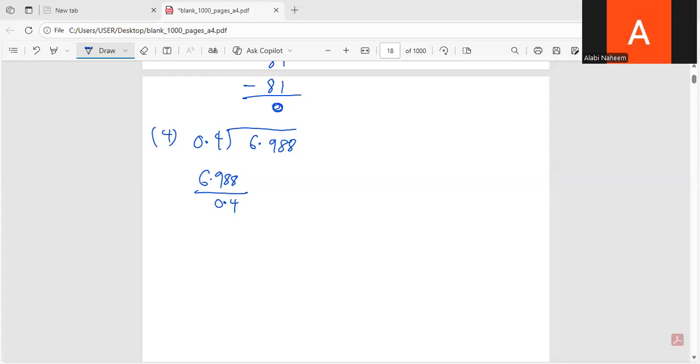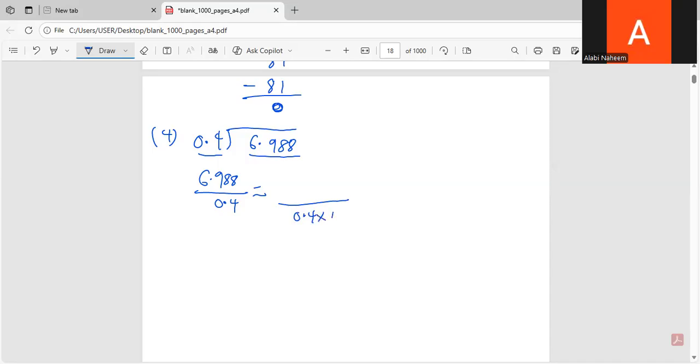So you can see this question. We want to divide 6.988 by 0.4. So it's already in the division house. This is the divisor. This is the dividend. Also, the divisor in this case is a decimal. Convert it to a whole number. And since there's just one digit after the decimal point, we can multiply by 10.